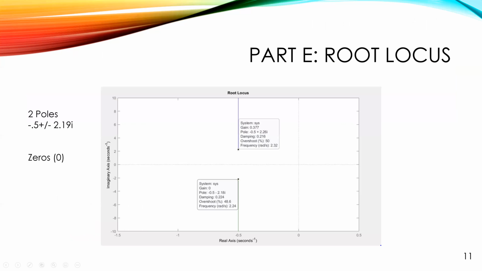For part E, the root locus, we have plotted it here and got two poles. My poles are at negative 0.5, plus or minus 2.19j. And for the zeros, we got 0, and we had no breakaway points.